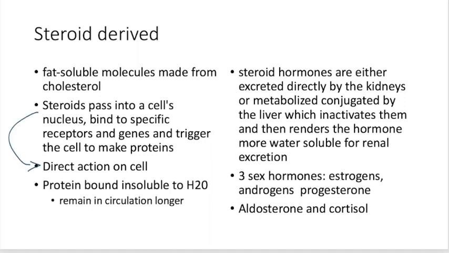These are protein bound. If they are protein bound, they are insoluble in H2O and they will remain in the circulation longer. If they're a water soluble hormone like the amino acid derivatives and peptides, they can travel freely in the blood because they're more like water. They are either excreted directly by the kidneys or they're going to be metabolized and conjugated by the liver, and that's going to inactivate them and then render them closer to the water soluble format for renal excretion. The hormones that are steroid derived are our sex hormones, estrogen, androgens, progesterone, and then cortisone and aldosterone from the adrenal glands.